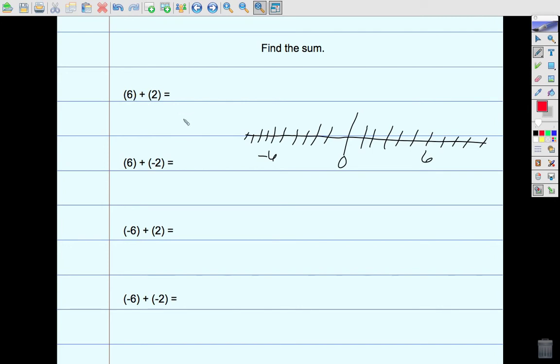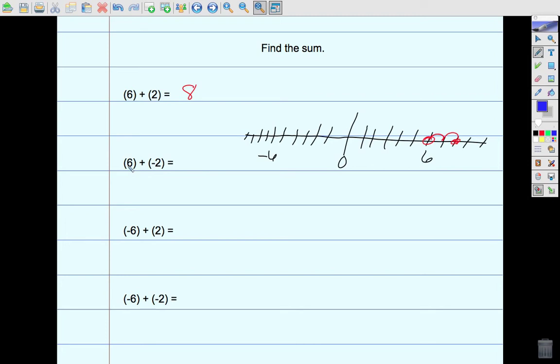I have 6 plus 2. With my 6 plus 2, I'm going to start at 0, I'm going to go 6, and then I'm adding 2 more to the top of that, so I'm going to go 2 more, 1, 2, and my final answer there, if I add that, so 6, 7, 8, my final answer is 8. Many of you already know that 6 plus 2 is 8, but this is just another way to look at it.